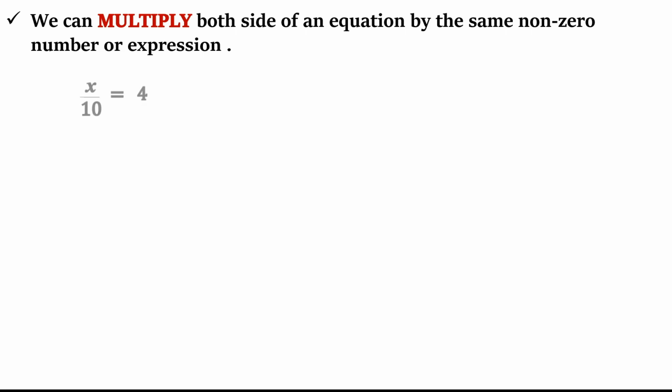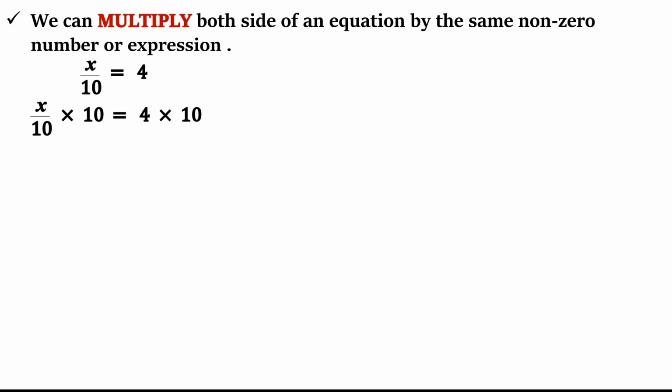So let's see. Suppose I have x upon 10 is equal to 4. Now as you can see, I don't want that upon 10. It is x divided by 10, and I want to remove that 10. So to remove that 10, I have to multiply the left hand side by 10, so that 10 gets cancelled with 10. So what I have done over here, I have multiplied the left hand side by 10. The same thing I will do on the right hand side also. I will multiply 4 by 10. Why am I doing this? To maintain equality.